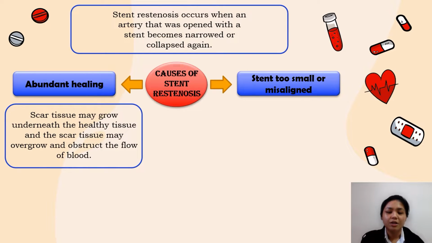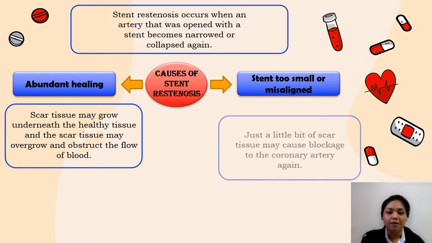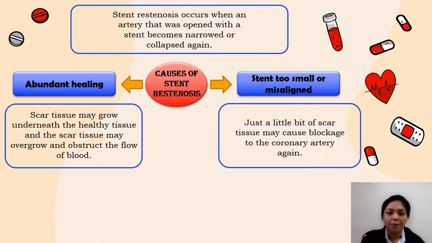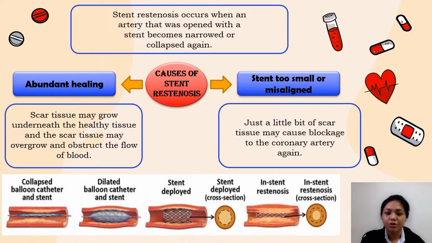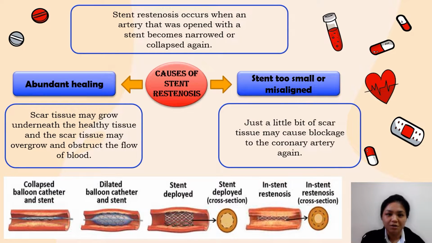For abundant healing, scar tissue may grow underneath the healthy tissue, and the scar tissue may overgrow and obstruct the flow of blood. Then, for a stent that is too small or misaligned, just a little bit of scar tissue may cause blockage to the coronary artery again. So, here are pictures about stent restenosis.